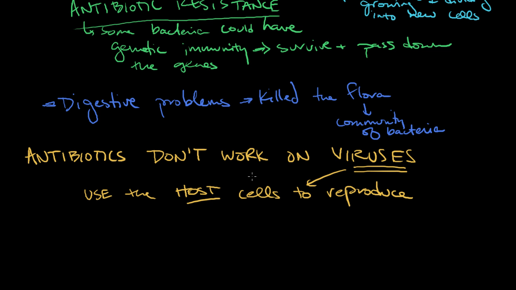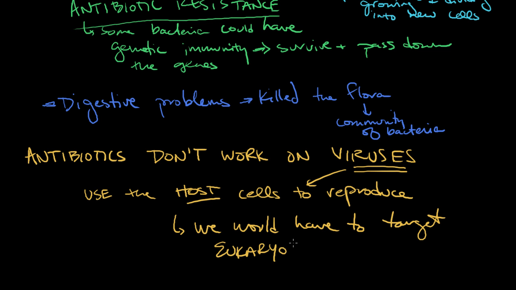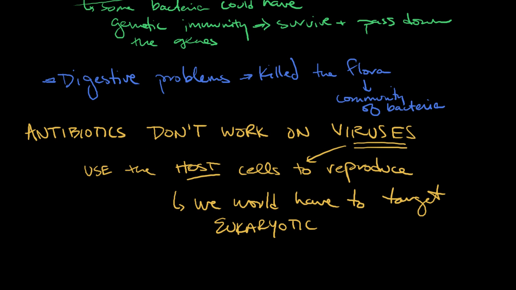But because these viruses use our cells, we would have to target not prokaryotic cells, but eukaryotic cells. And I think you can figure out the problem with that, because all of our cells are eukaryotic. Because all our cells are eukaryotic, we would be attacking our own cells. That's not a good situation. We would be harming our own cells. So antibiotics don't work for that, because antibiotics are targeted for prokaryotic cells.